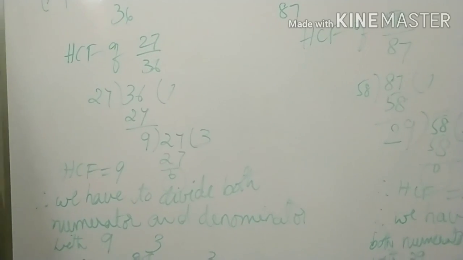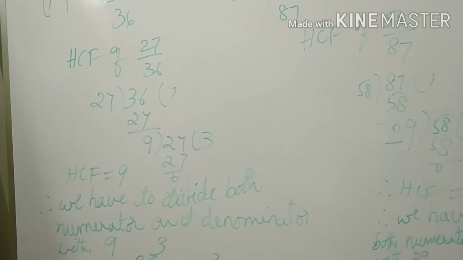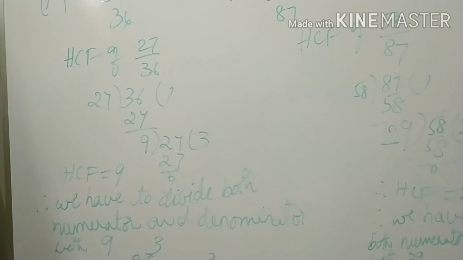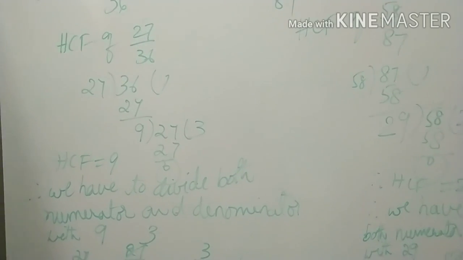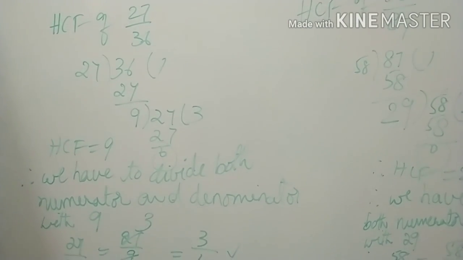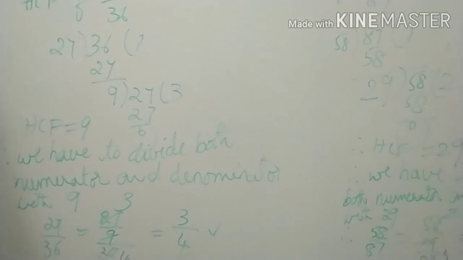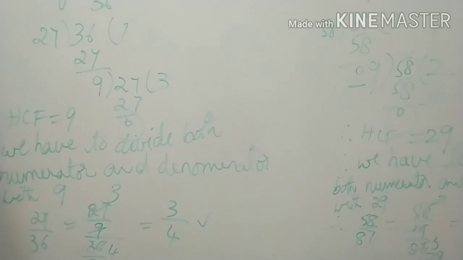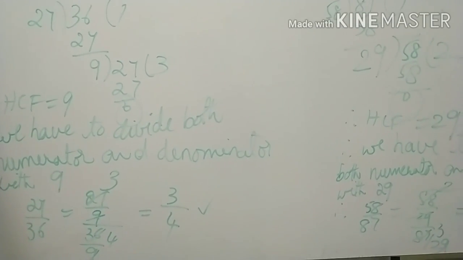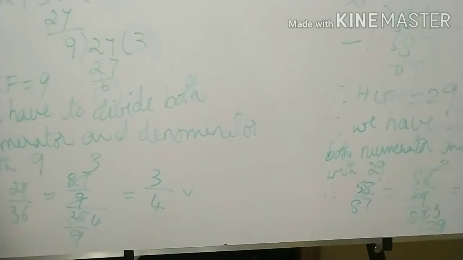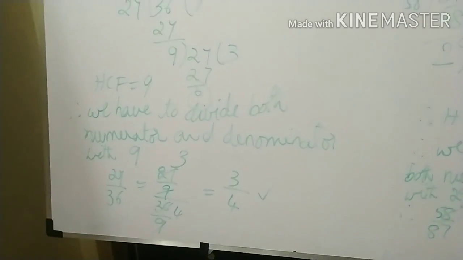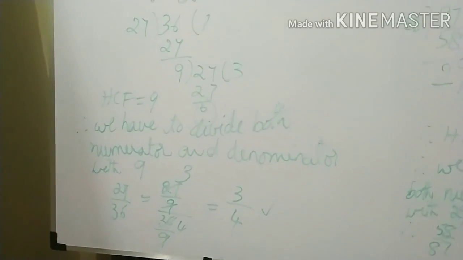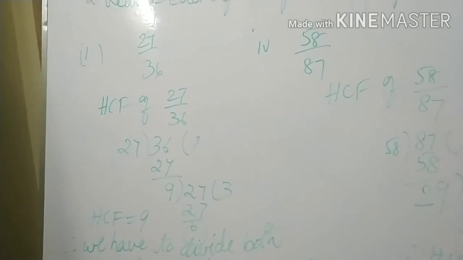Okay, what we have to do now? Now we know HCF. Then what is the process? We have to divide both numerator and denominator with HCF, that is 9. So I am doing here 27 by 36 equal to 27 divided by 9, over 36 divided by 9. So we are getting here 3 by 4. That is the simplest form of the given fraction 27 by 36.